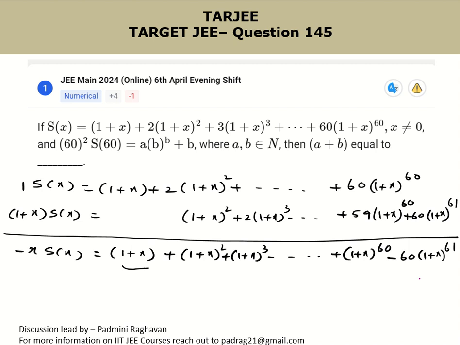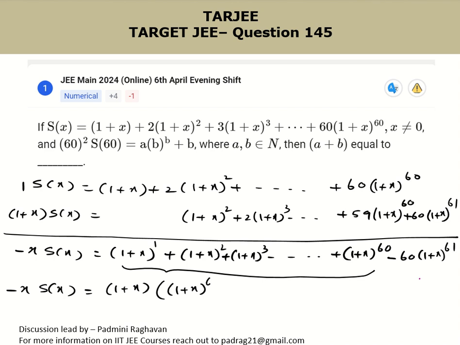And you can see that this is nothing but a geometric progression starting with (1 plus x) whole power 1. So there are 60 terms. Let us use the formula to find the sum of 60 terms in a GP. A is nothing but 1 plus x, so this is going to be (1 plus x) times ((1 plus x) whole power 60 minus 1) divided by r minus 1, that is (1 plus x) minus 1. And the last term, let us write it as it is, 60 times (1 plus x) whole power 61. Now this plus 1 and minus 1 will get cancelled.